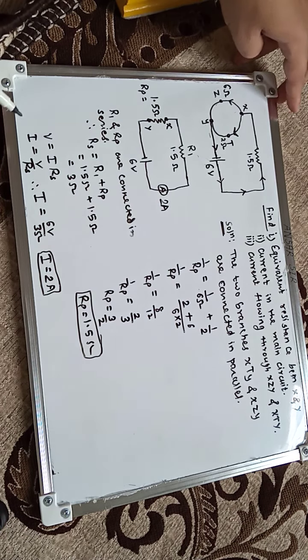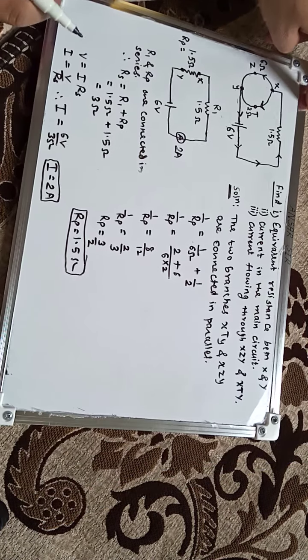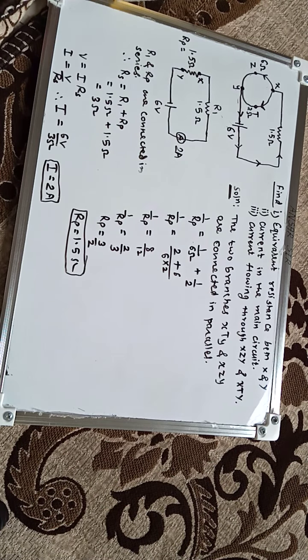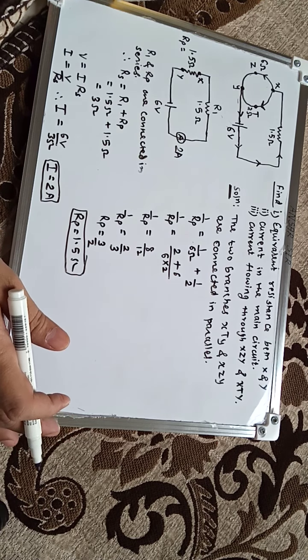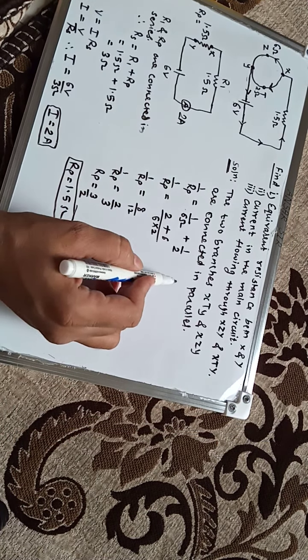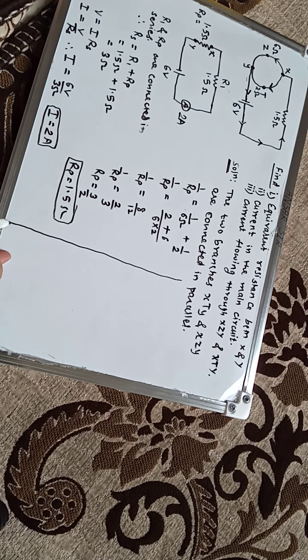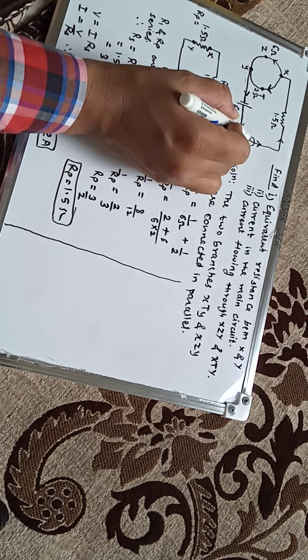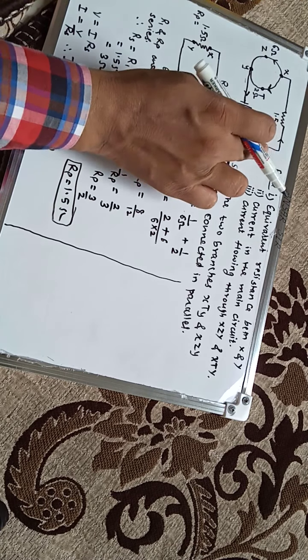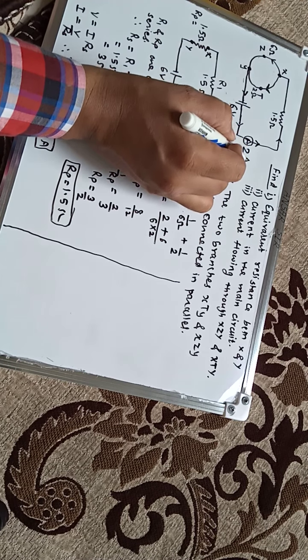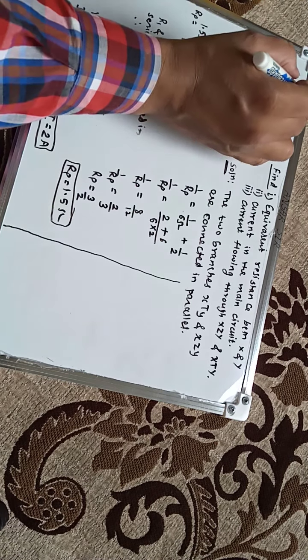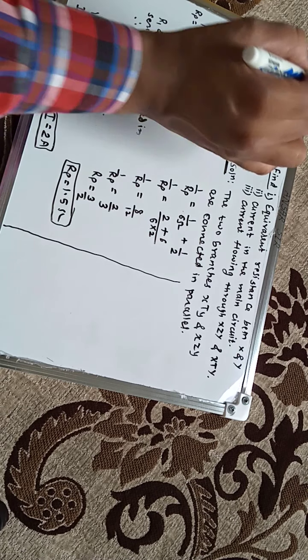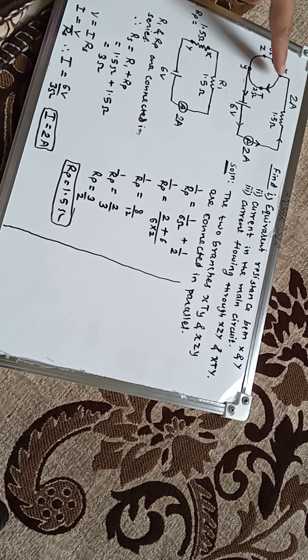Now we want to find out the current flowing through XZY and XTY. So we have to find the current through XZY and XTY. If we connect an ammeter here, how much current will it show? It will show the current to be 2 amperes. And suppose 2 amperes current comes here.